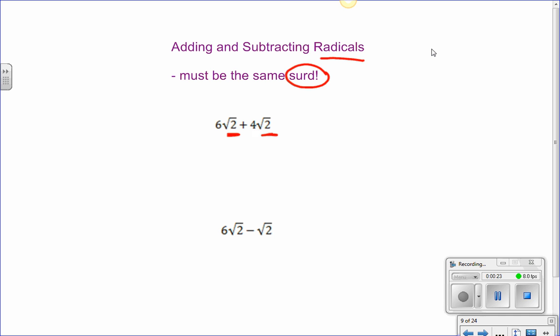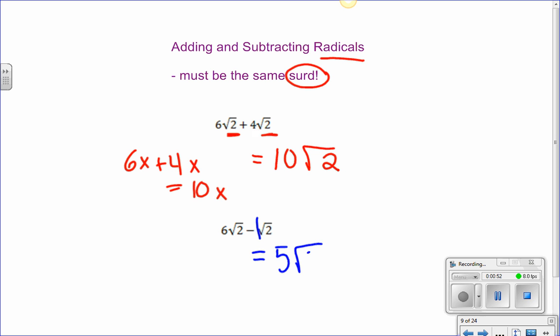Okay, so we've got 6 square roots of 2 plus 4 square roots of 2, so that's a total of 10 square roots of 2. So it works like a variable, just like 6x plus 4x is 10x. Okay, same with subtraction, and if there's not a coefficient in front of your radical, like in this case, we know this is 1 square root of 2, right? So we have 6 square roots of 2 minus 1 square root of 2. Well, that's going to be a total of 5 square roots of 2.